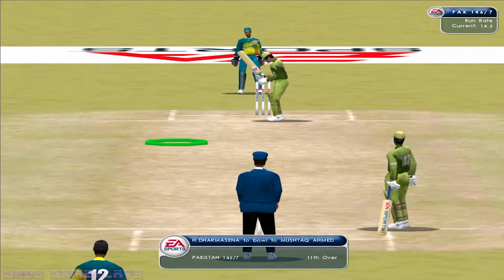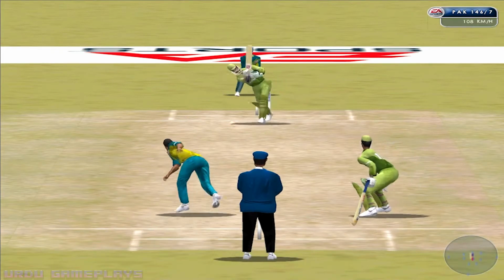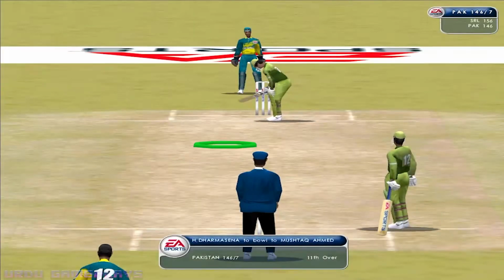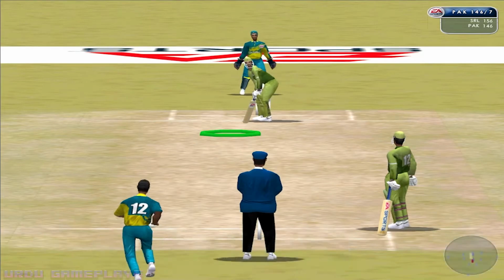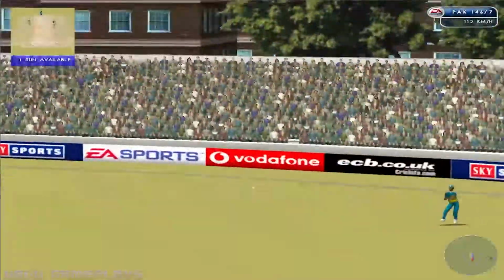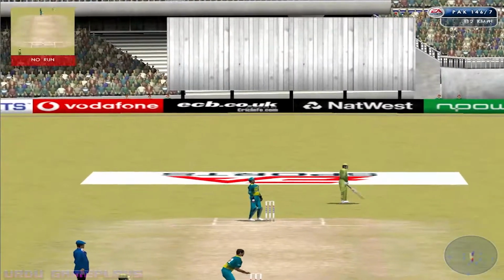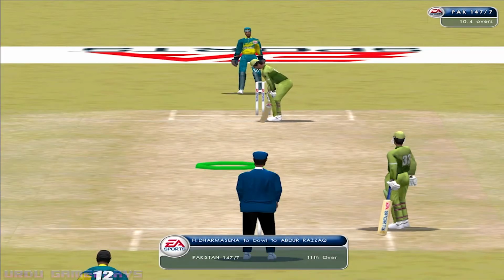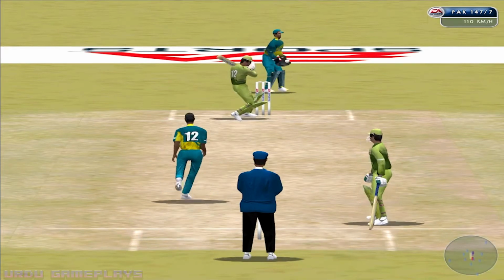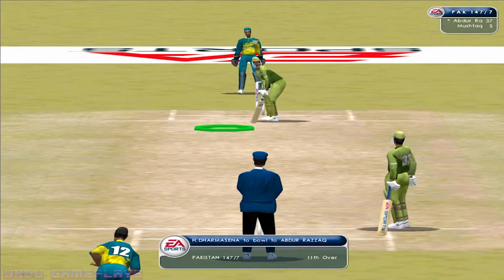That's the first boundary for Mushtaq Ahmed. Mushtaq Ahmed waiting at the striker's end. That has to be close. Not out. I thought it looked very close. There it goes. Spot on, line and length.